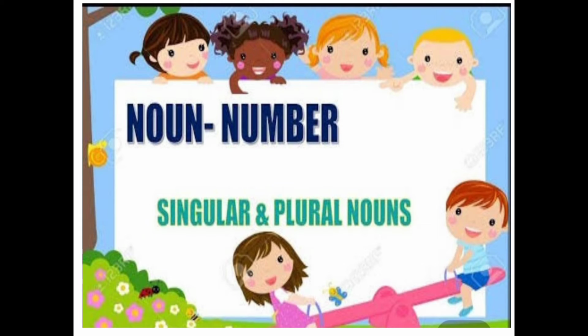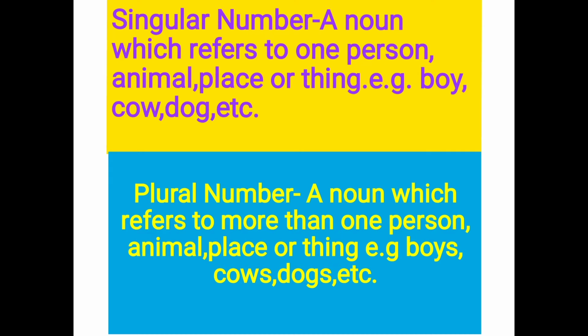Let us start. Now, the question comes in our mind: what is a singular number and what is a plural number? Singular number: a noun which refers to one person, animal, place, or a thing is known as a singular noun. For example, boy. Boy is a singular noun. Cow, dog. These are examples of singular number.